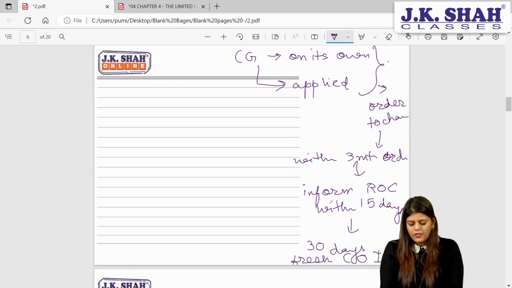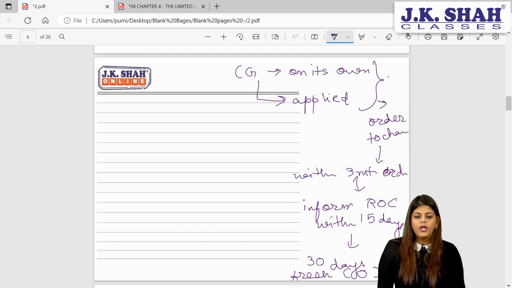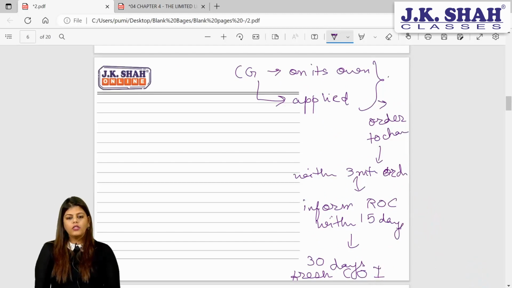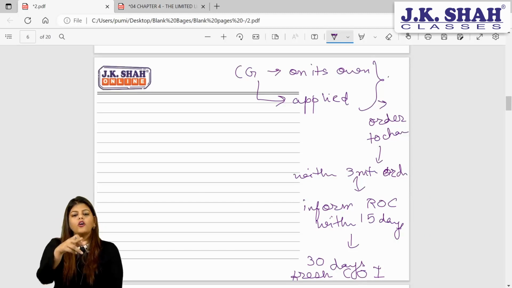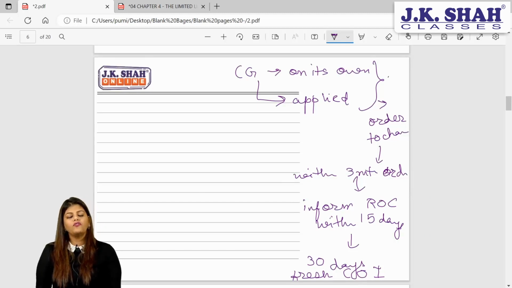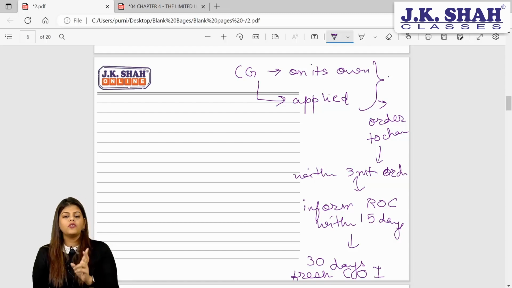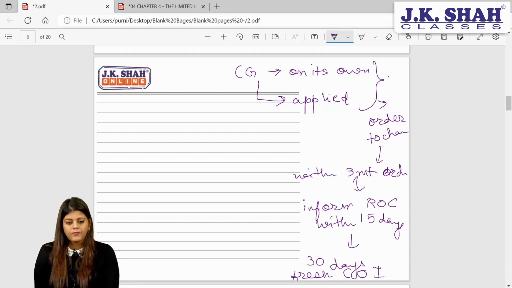I'm going to repeat this. Government, either on its own or because someone made an application that your name is similar, will order you to change. Once they order you, you have to change within 3 months. Once you change, it's your responsibility to inform ROC within 15 days. And once you inform them, they will give you a proper new certificate of registration within 30 days.